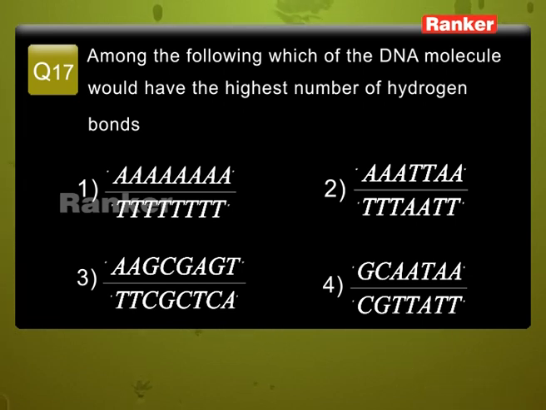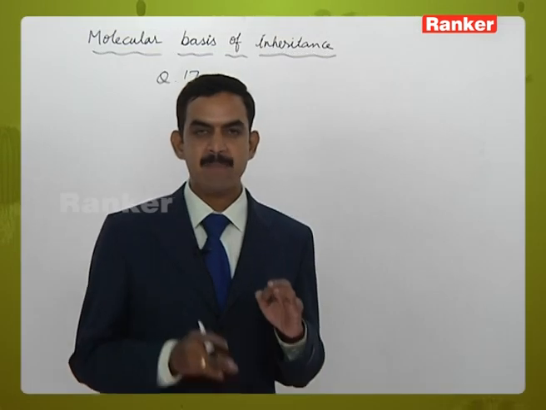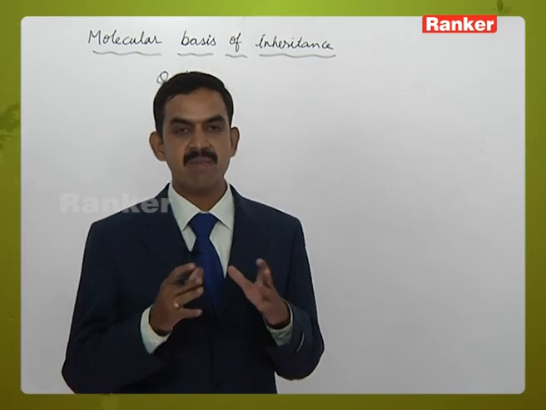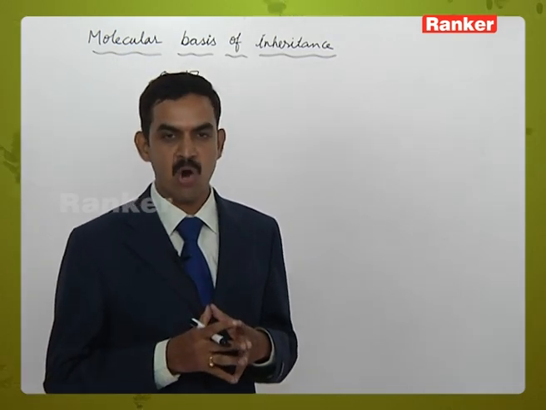Third one 5' AA GCG AGT 3', and second strand has 3' TT CGC TCA 5'. The fourth option 5' GCAA TAA 3', second strand 3' CG TTA TT 5'. So these are the options given, where we have to find out the strand with the highest number of hydrogen bonds in it.